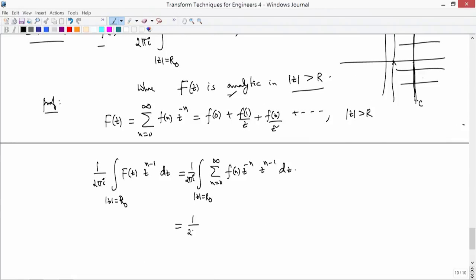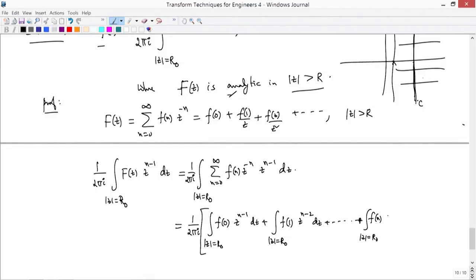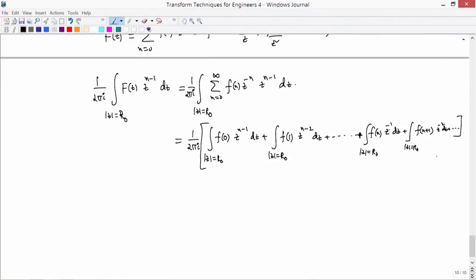So what you have is the integrals summed up. Let me write this as a sum of integrals. You start with f of 0 times z power n minus 1 dz, which is over a closed circle, mod z equal to r naught, plus f of 1 times z power n minus 2 dz, and so on. You end up getting, over mod z equal to r naught, f of n times z power minus 1 dz, and then f of n plus 1 times z power minus 2 dz, and so on. This is what you have inside.